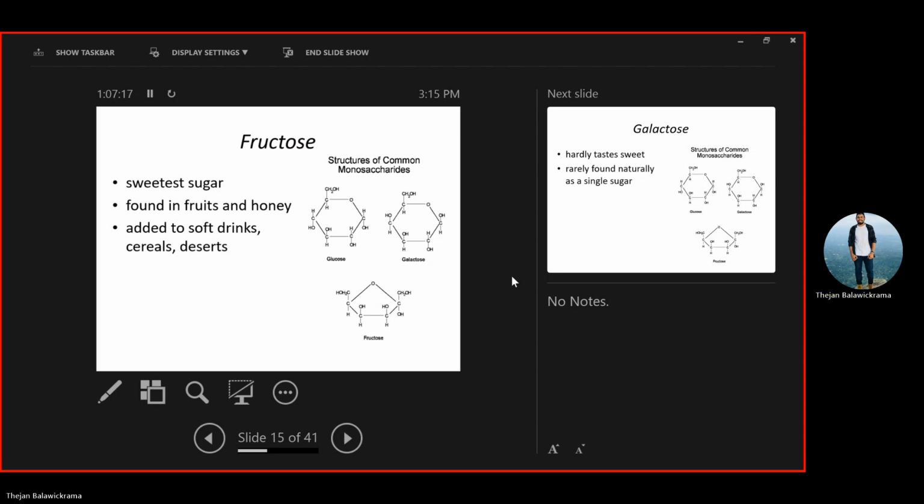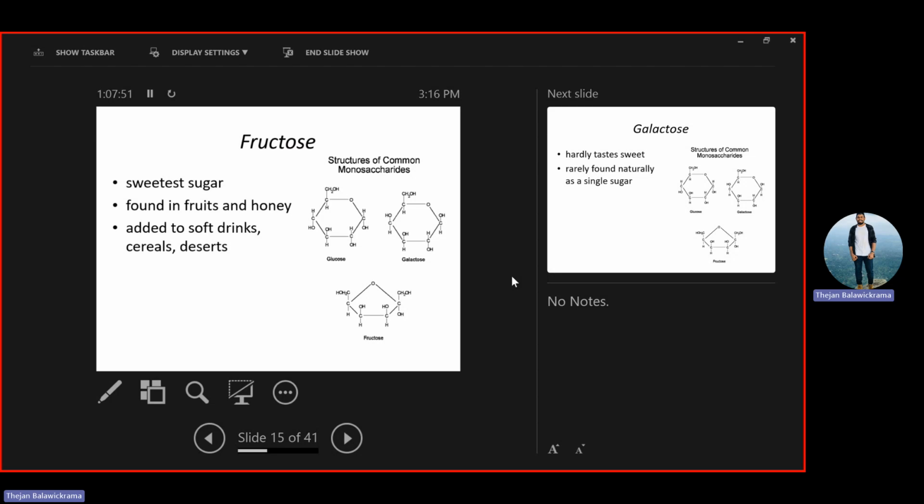Previously we were talking about glucose. Now fructose. Fructose is the structure right at the bottom here. It doesn't have the hexagon structure. Glucose has a mild sweetness, but fructose is the sweetest one.